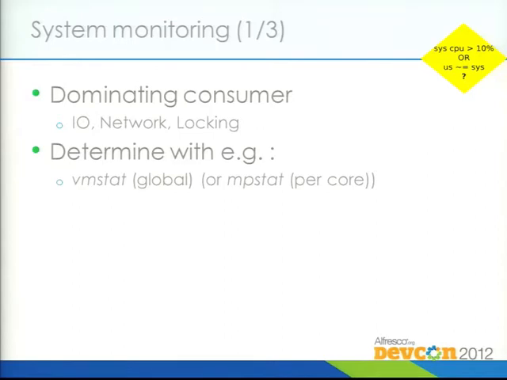VMstat is giving you stats for the global amount of cores. So whichever amount of cores you have, it is going to summarize everything. MPstat will give you basically the same stats per core. Just mentioning that the tools I'm going to mention are usually Linux or Solaris. This is the OS that we have to face on a daily basis. But there are probably equivalent tools on Windows. I'm just not going to mention them.